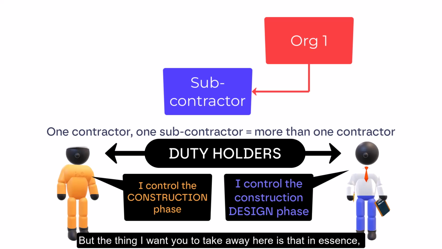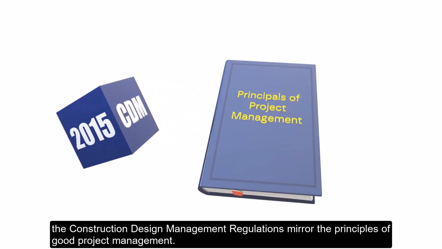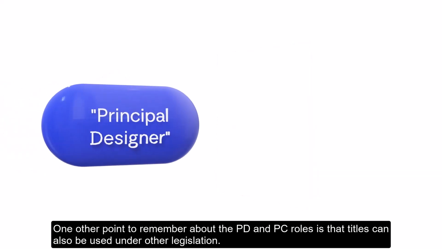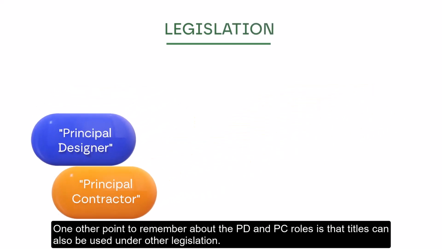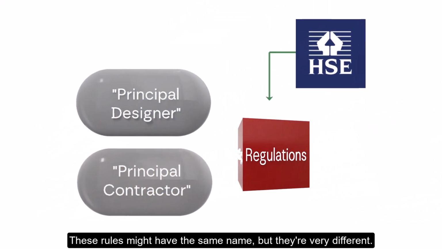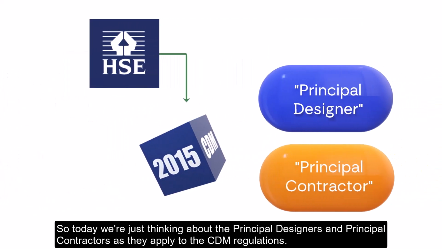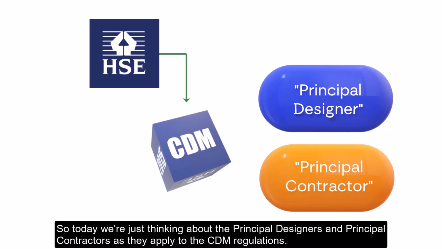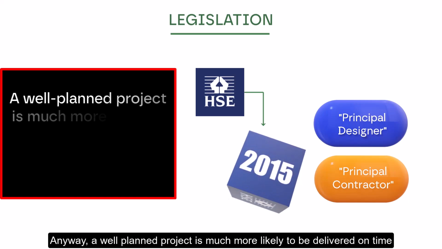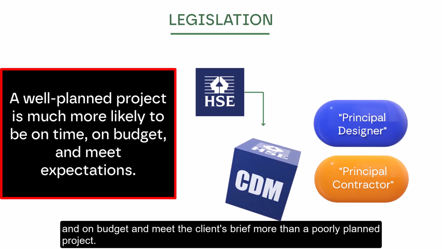But the thing I want you to take away here is that, in essence, the construction design management regulations mirror the principles of good project management. One other point to remember about the PD and PC roles is that titles can also be used under other legislation relating to building regulations. These roles might have the same name, but they're very different. So today, we're just thinking about the principal designers and principal contractors as they apply to the CDM regulations. Got it. Anyway, a well-planned project is much more likely to be delivered on time and on budget and meet the client's brief more than a poorly planned project.